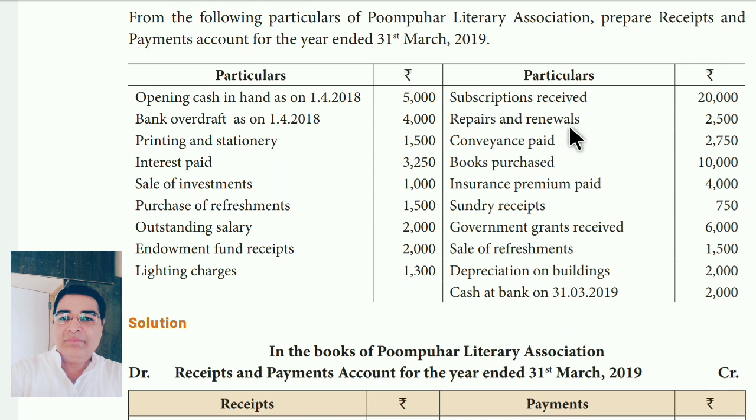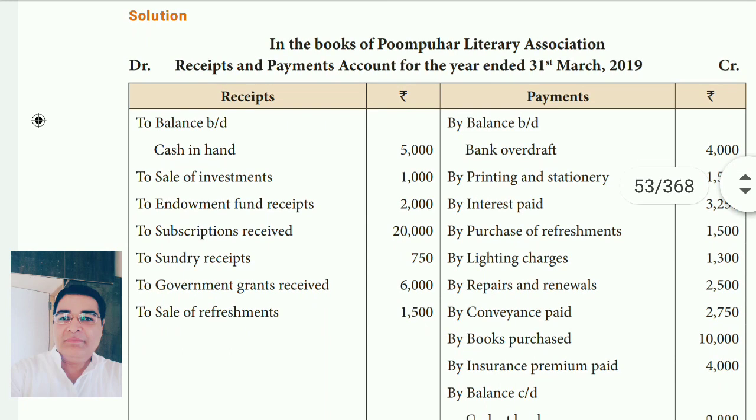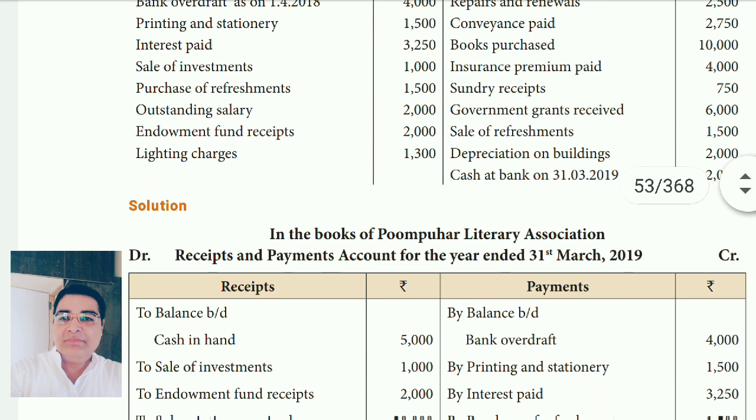Next one, conveyance paid. Repairs and renewals, conveyance paid, both are payments. Book purchase is also a payment. Insurance premium paid is also a payment. Repairs and conveyance are expenses. Book purchase, we purchase a book, so we have to make the payment. Insurance premium paid is a payment. So all these items will come in the payment side. See here, interest paid, purchase of refreshment, lighting charges, repairs, renewals, conveyance, book purchased, and insurance premium paid always come in the payment side.